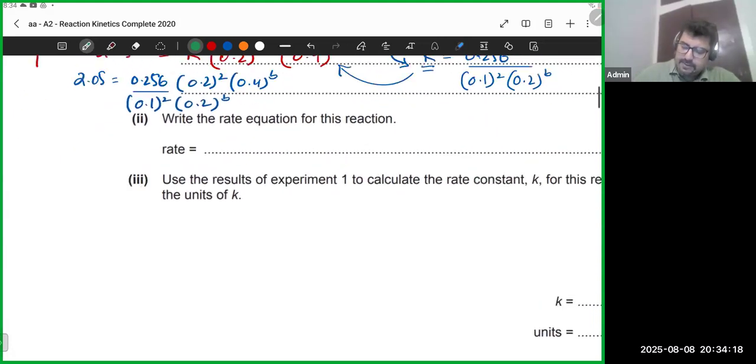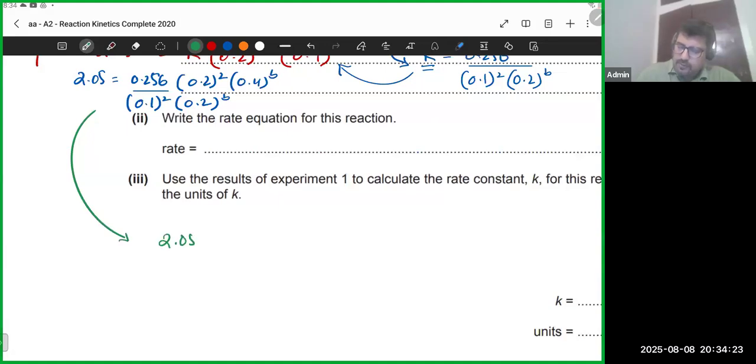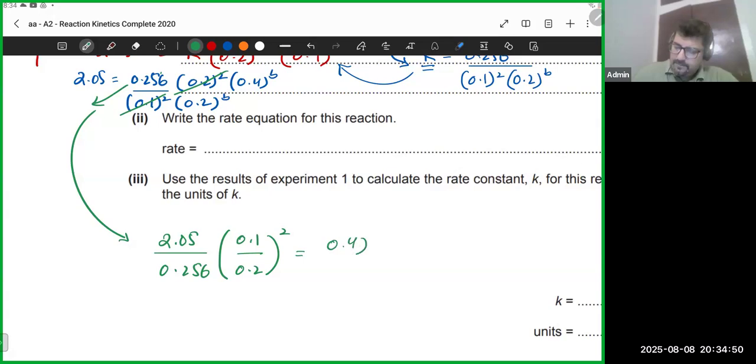Simultaneously solving this, I need some space, so I'm going to go over here. You've got 2.05, and you're dividing it by 0.256. I'm going to bring this over here. I'm going to bring 0.2 and 0.1 to the other side as well, so that's going to become 0.2 over 0.1, and I'm going to make it whole squared. And I'm going to have 0.4 to the power b, and I'm going to have 0.2 to the power b on the right side.